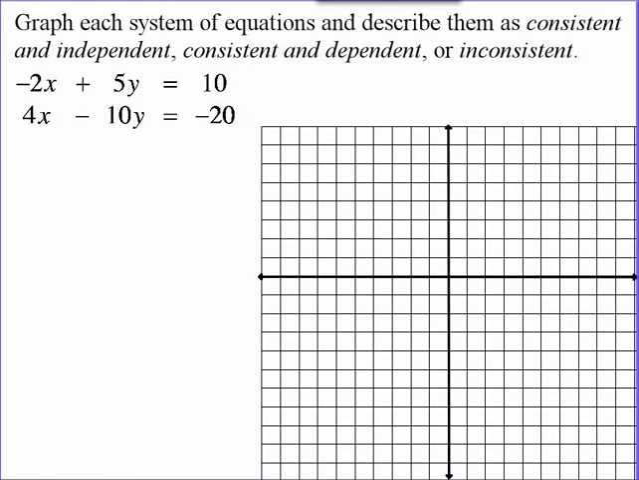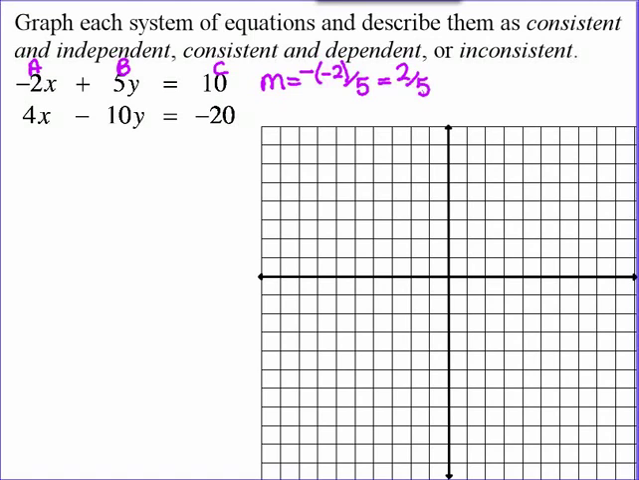So it says to graph each system of equations and describe them as consistent and independent, consistent and dependent, or inconsistent. So refresh my memory as to how I would start this problem. Yep, I would do the ABC. And so here, I end up getting my slope to be what, folks? The negative of -2 over 5. So my slope here is 2/5.